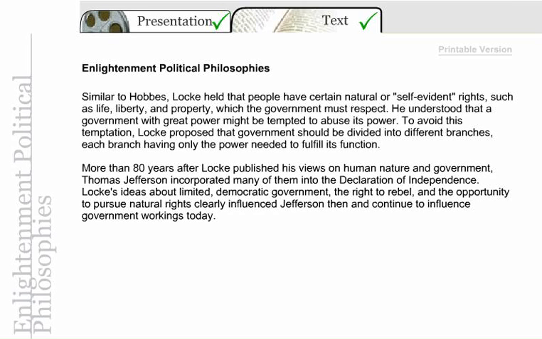Locke also says that this is a natural right. It's self-evident. It's inalienable. A person's right to life, liberty, and property can't be taken away, and if a government abuses its power and starts to take it away, you can rebel against it. He also suggests for the first time that you should divide the power within a government into different branches so that you don't have one part of government being too powerful.